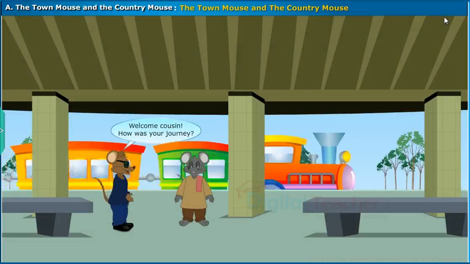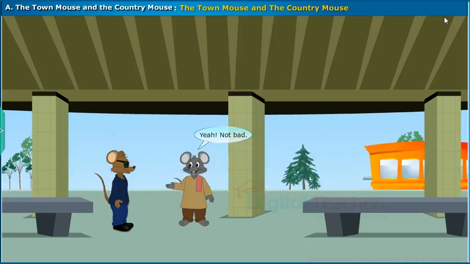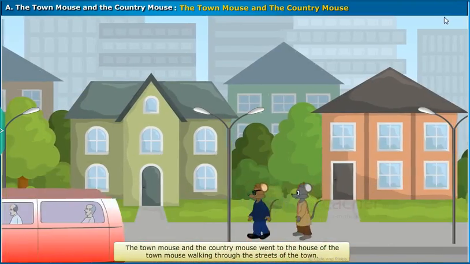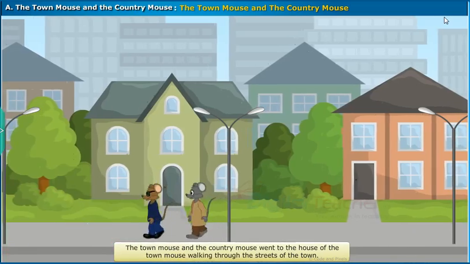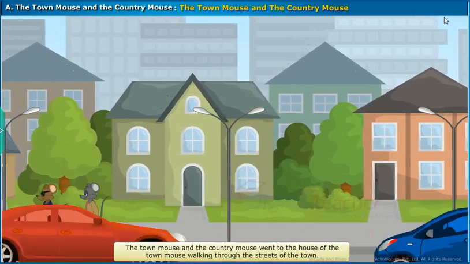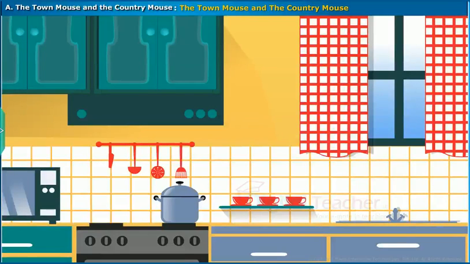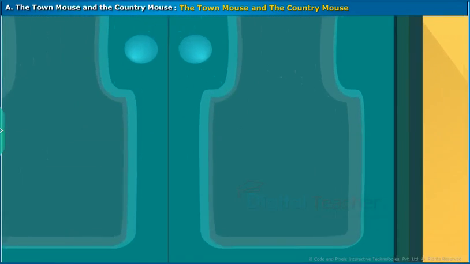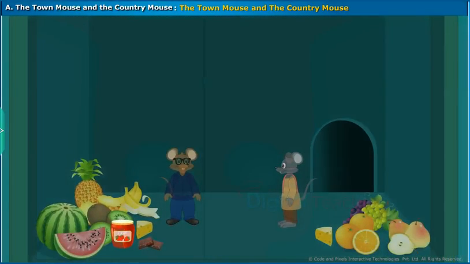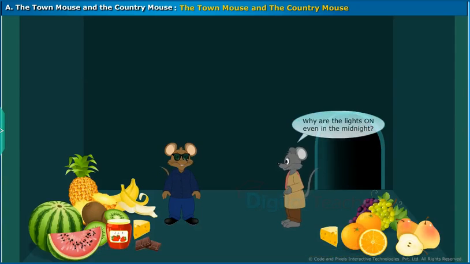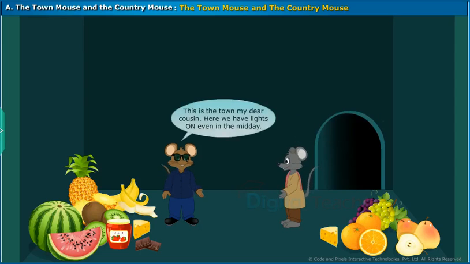"Welcome, cousin. How was your journey?" "Yeah, not bad." The Town Mouse and the Country Mouse went to the house of the Town Mouse, walking through the streets of the town. The Country Mouse was surprised by the lights and the noises. He asked his cousin, "Why are the lights on even in the midnight?" "This is Town, my dear cousin. Here we have lights on even in the midday."